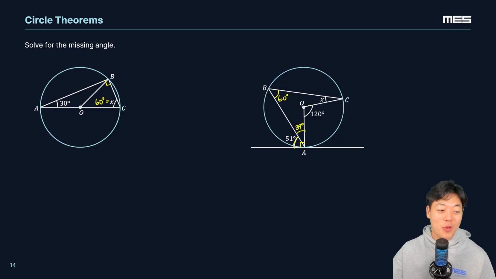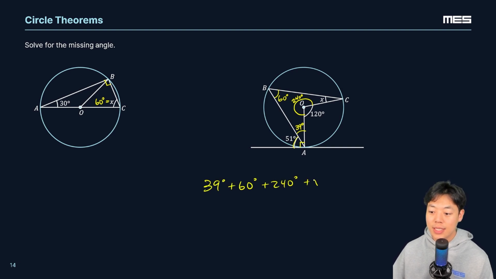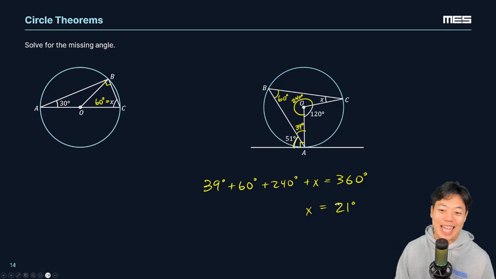I also know that a circle contains 360 degrees, and subtract that 120, this angle right here will be 240 degrees. So if I were to add all these up, I know a quadrilateral adds up to 360 degrees. So I could go 39 plus 60 plus 240 plus x will be equal to 360 degrees. Let's go ahead and sum these up. X will be 360 minus 339, and we should get 21 degrees for our value of the missing angle x.